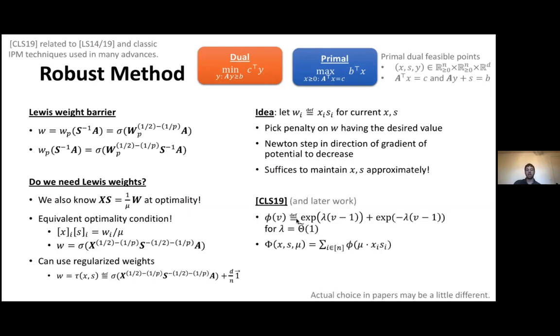The way this worked in Cohen, Lee, and Song, and variants of it used later, is the following. I'm just going to let phi be a potential that's an exponential penalty on v being far away from 1.